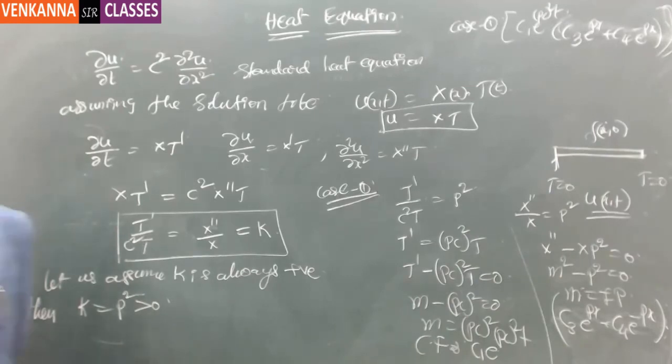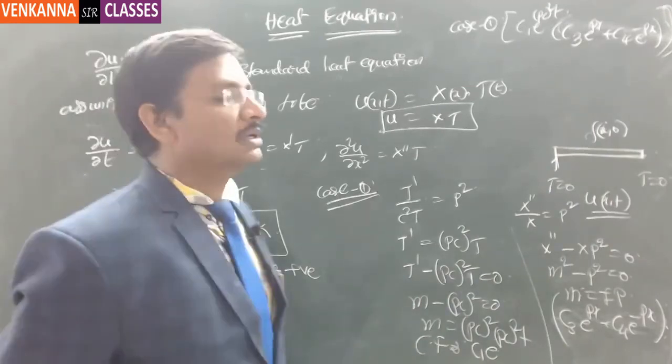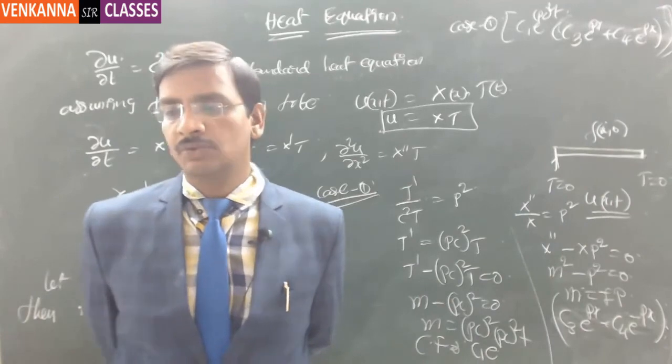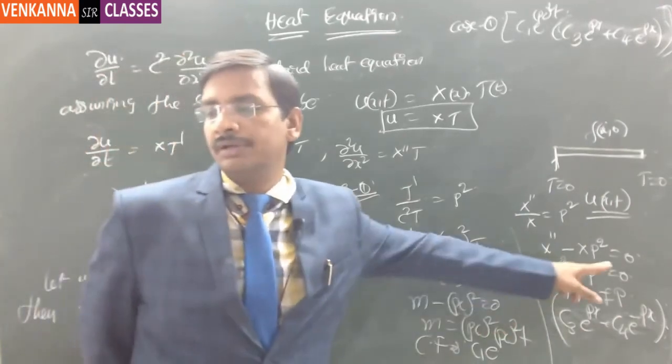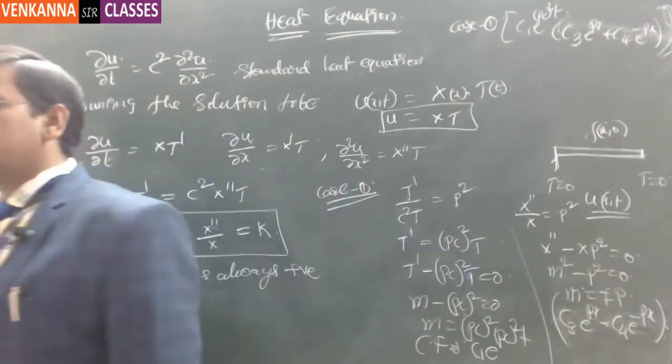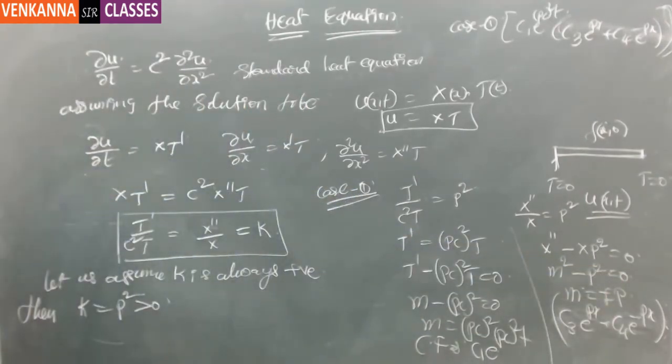Because the right-hand side is 0, there is no need to find the particular integral, since the particular integral will be 0. Here also 0 and here also 0. Only the complementary solution will be the final solution for us.